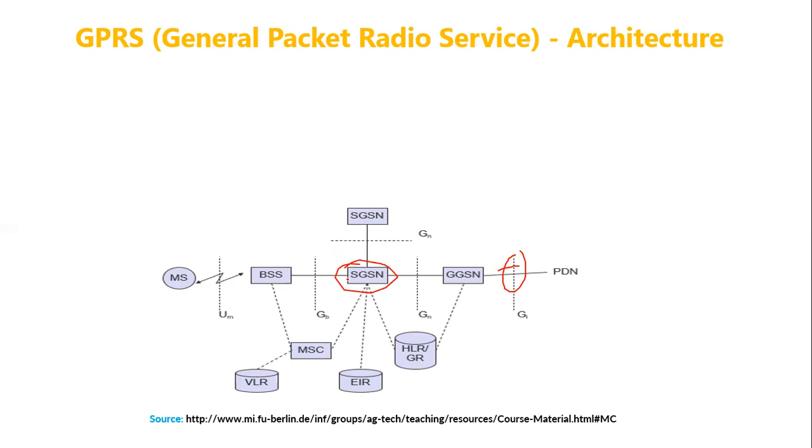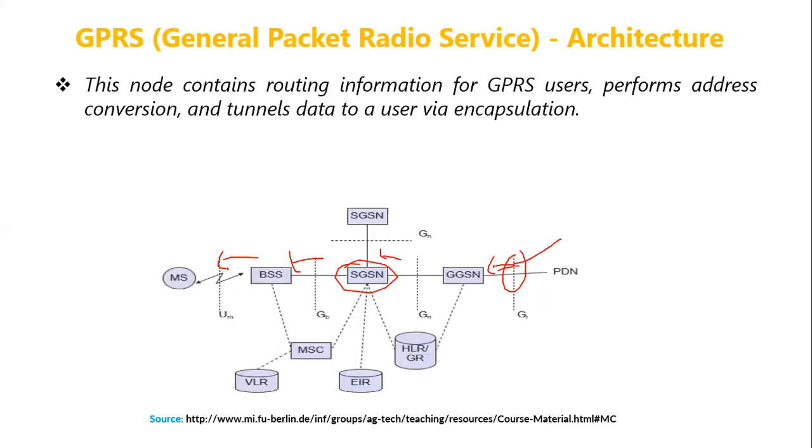So GGSN and SGSN can be compared with home and foreign agents. The GGSN can be treated as a home agent, and the SGSN as a foreign agent. The packet data is transmitted from a PDN, a public data network, via the GGSN, then passes through the SGSN, then goes to the BSS, and finally to the particular mobile station. If the data is coming from the fixed network, this is the path it takes.